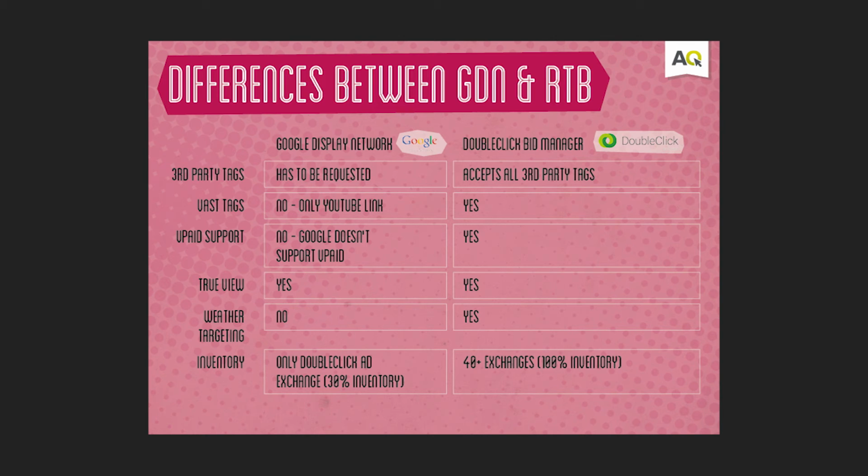VPAID support. Google Display Network doesn't support VPAID. On your programmatic platforms, VPAID is video player ad interface definition. It's basically a video technology that's used when you have rich media video.